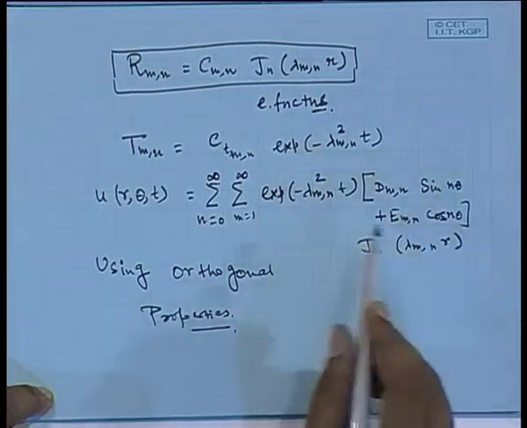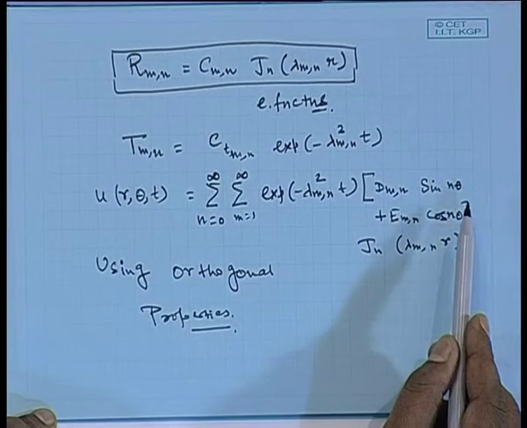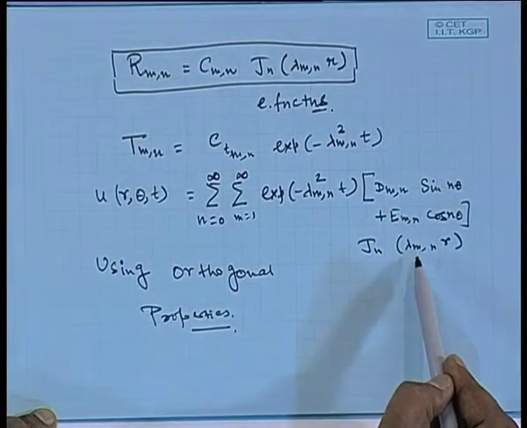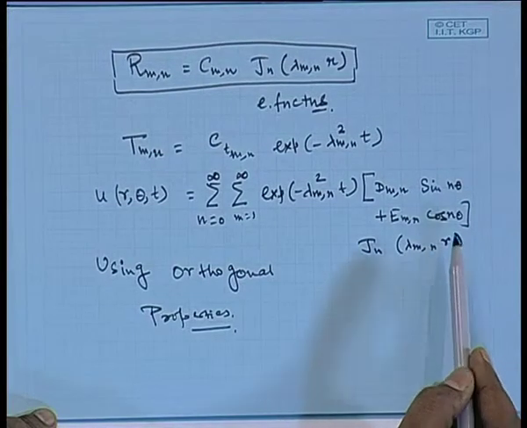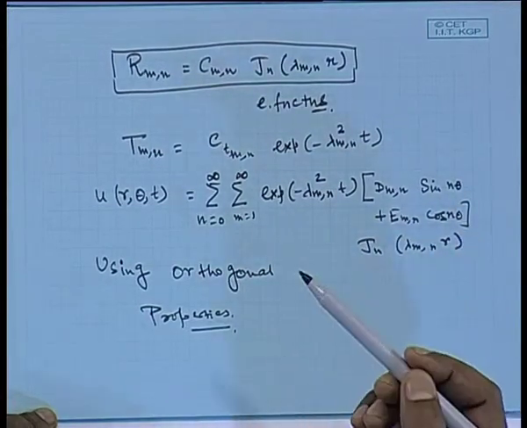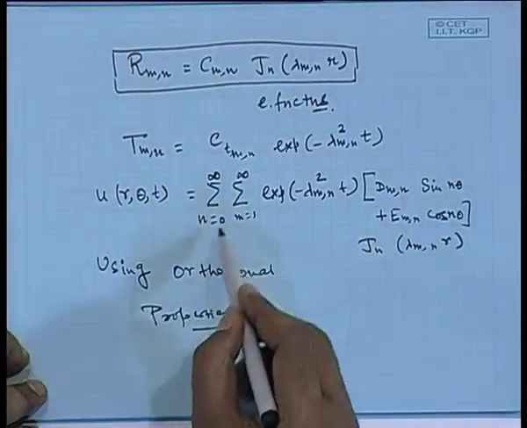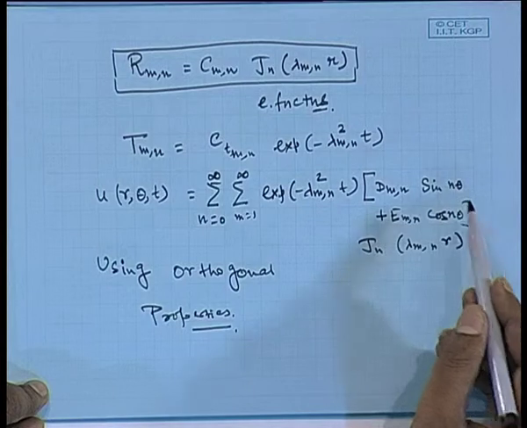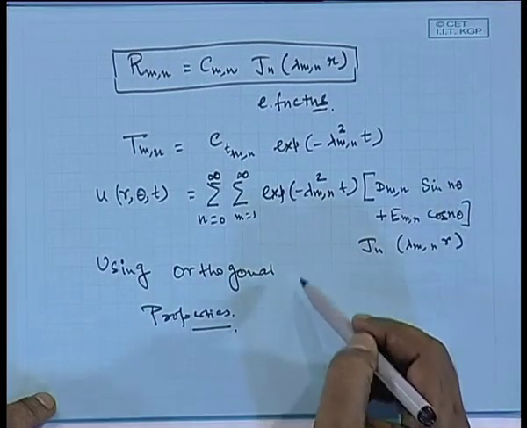I am not doing it in detail. That means you have to multiply both sides by sin m theta J_n(lambda_mn r) dr d theta and integrate, a double integral. After opening up the summation, all the other terms will vanish, and only the sine square and cosine square terms will remain. So, I am omitting a couple of steps here.